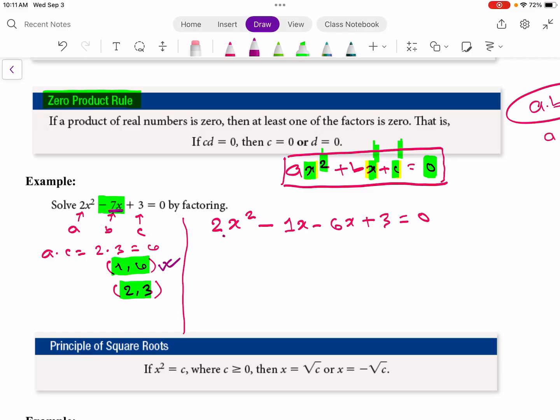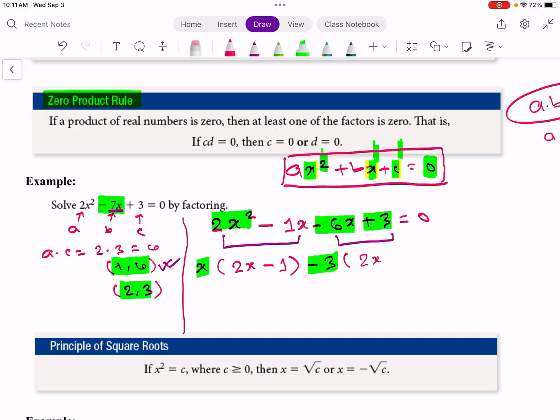Now we make the first two and last two pairs. In the first two, we have x as a common factor. So 2x squared divided by x is 2x, and negative 1x divided by x is negative 1. In the last two terms, we have negative 3 as a common factor. So you divide negative 6x by negative 3, that is positive 2x. You divide positive 3 by negative 3, we have negative 1, equals 0. Now we have two expressions. This is our first expression, this is our second expression, and in both of these expressions, 2x minus 1 is common.